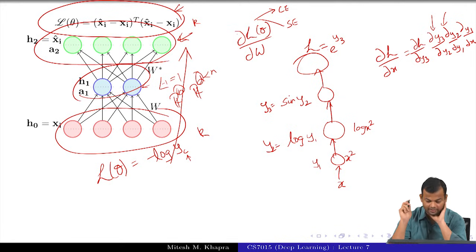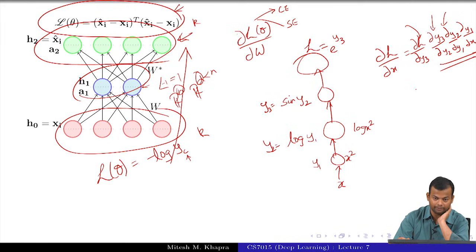Now the question I am asking is this: in that lecture we had assumed a certain L, and that L was cross entropy. But in this lecture I have changed the L. The L is now equal to the squared error loss. Does that mean I have to throw away all the work that I had done?